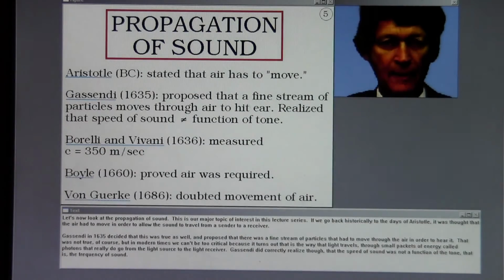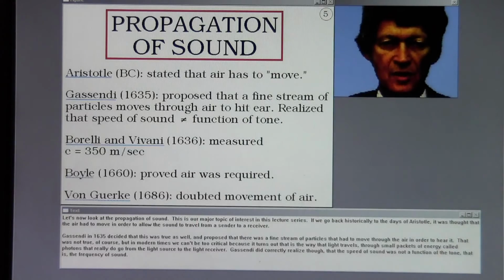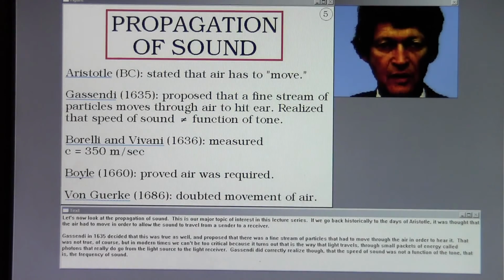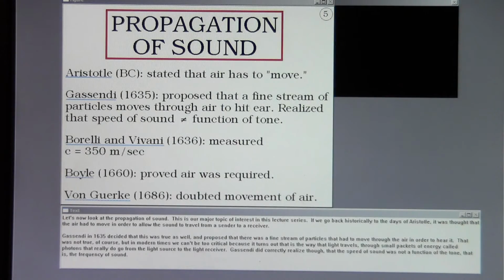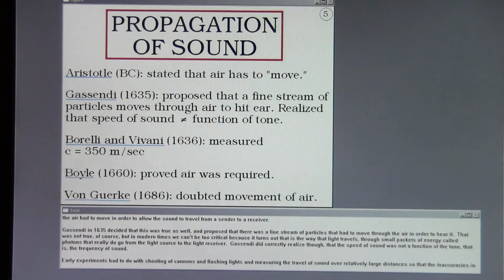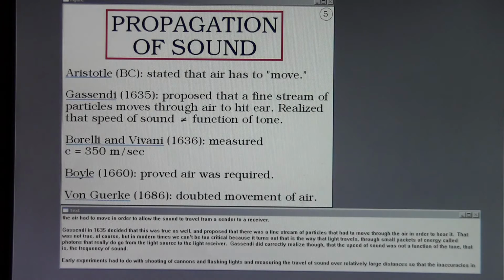Let's now look at the propagation of sound. This is our major topic of interest in this lecture series. If we go back historically to the days of Aristotle, it was thought that the air had to move in order to allow the sound to travel from a sender to a receiver.